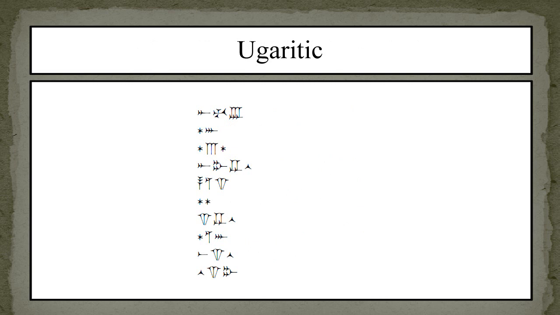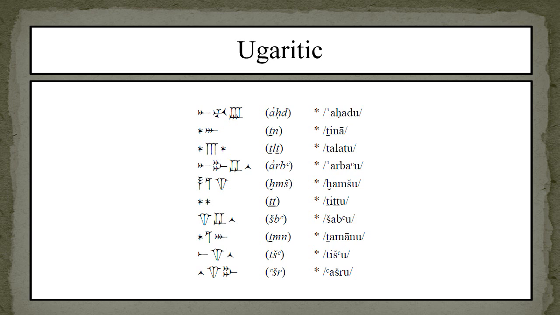Now, from East Semitic, we change to Northwest Semitic and start with the most conservative Northwest Semitic language, Ugaritic. This is how the numbers are written out in the Ugaritic alphabet. This is the transcription, and here's the reconstructed pronunciation.